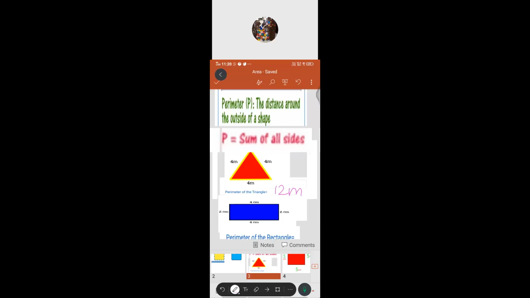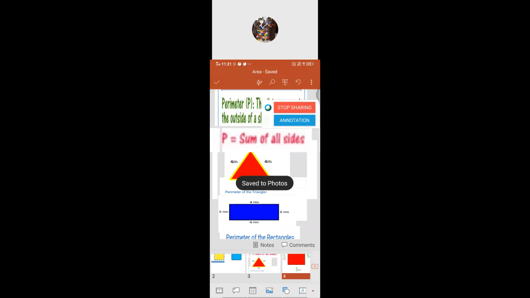Similarly, what is the perimeter of the rectangle? Which one is in the second figure? 12 centimeter. Please work it out in your rough note. Then we'll see another one day.